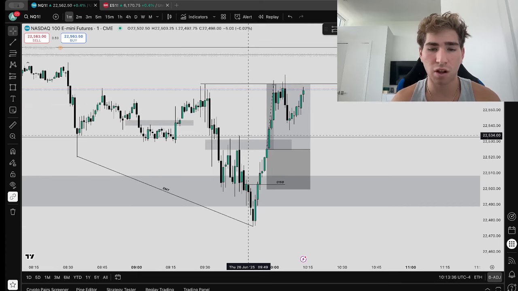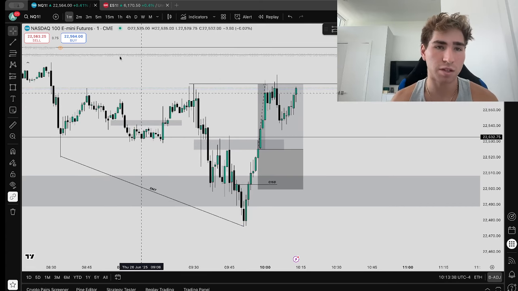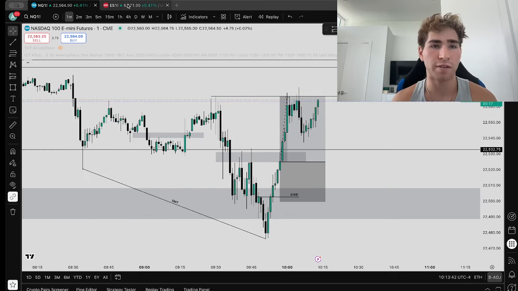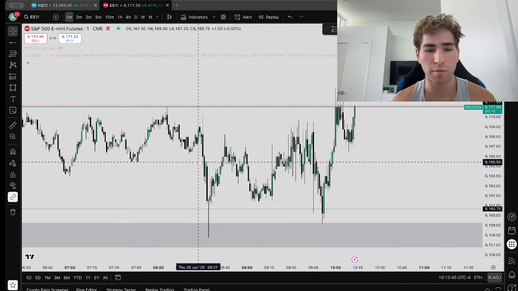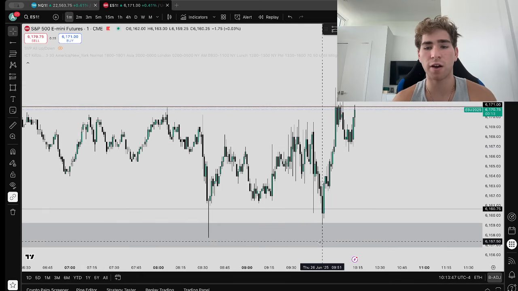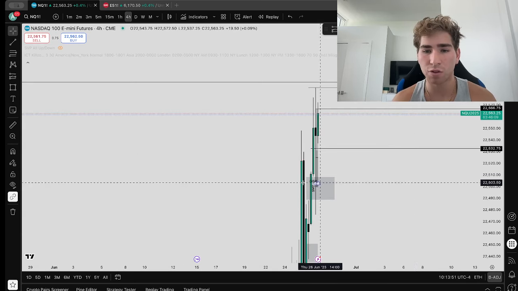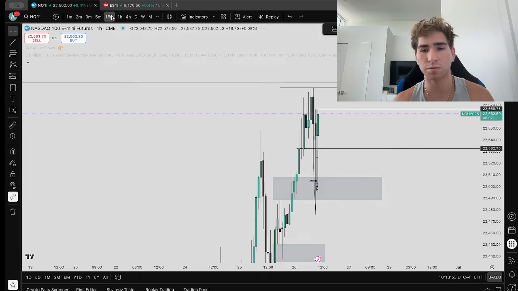Second trade was based off a SMT. If we look at these lows at 834, Nasdaq very much swept those lows, 834. ES is very much chilling above those lows. We also tapped into an unfilled 4 hour on Nasdaq.